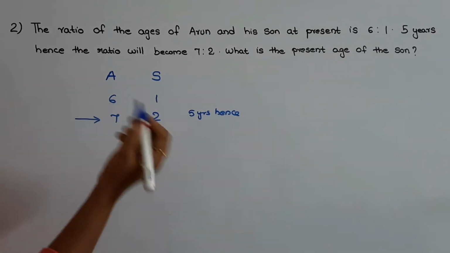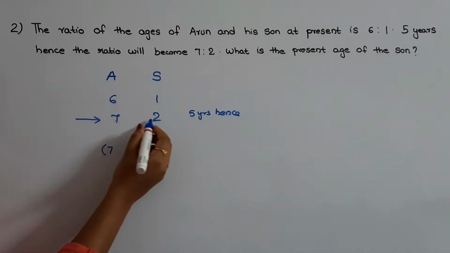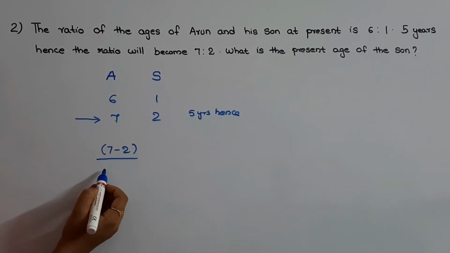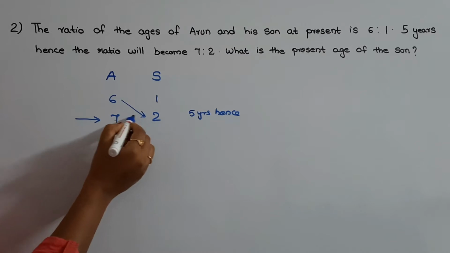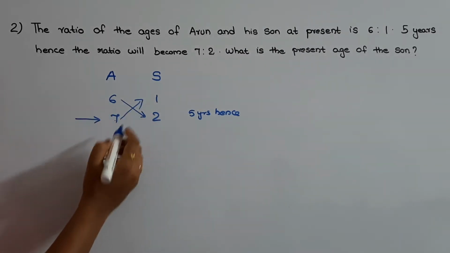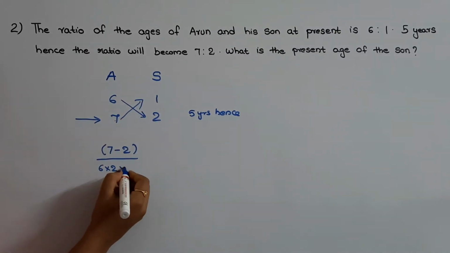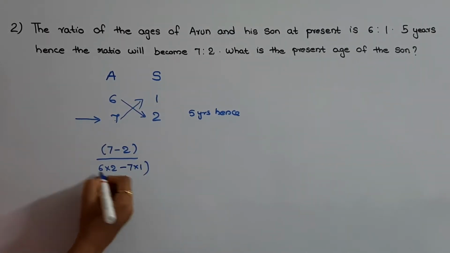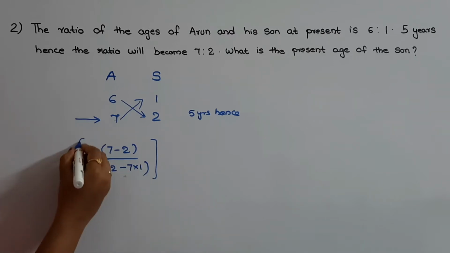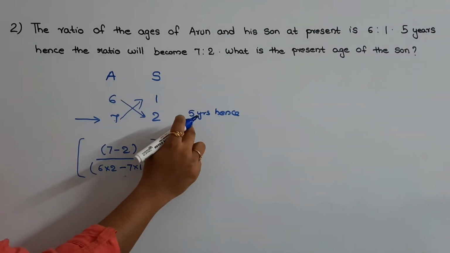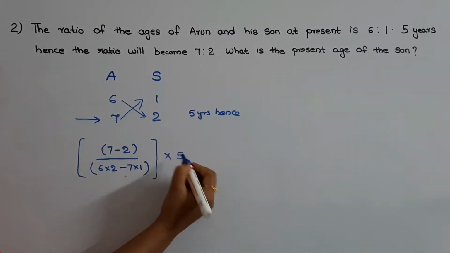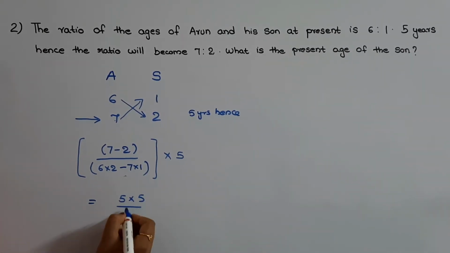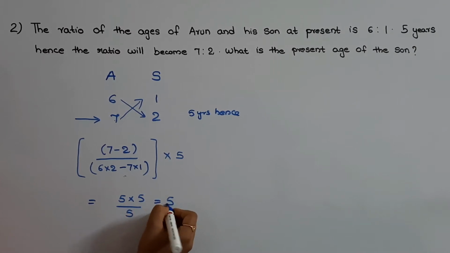Okay, in the numerator, that is 7 minus 2, divided by, in the denominator let us take the difference after cross multiplying, that is 6 into 2 minus 7 into 1. Okay, then multiply this fraction part to the effective difference in the year, that is 5. So this is equal to 5 into 5 by 5, that is equal to 5.